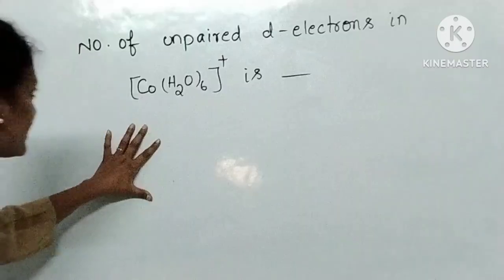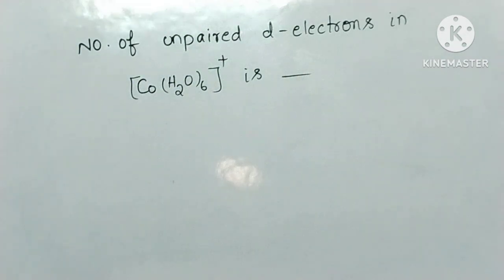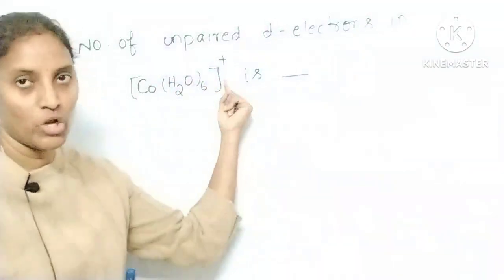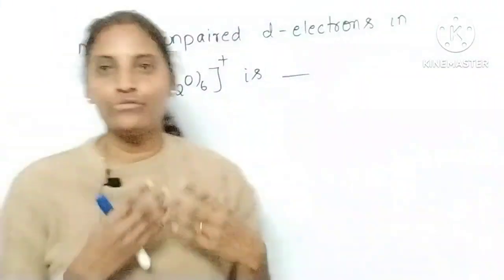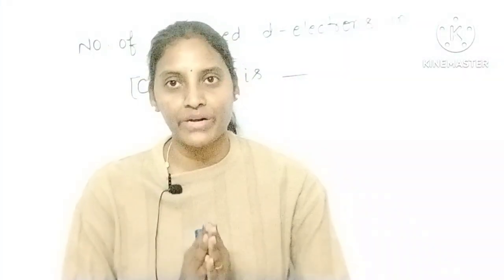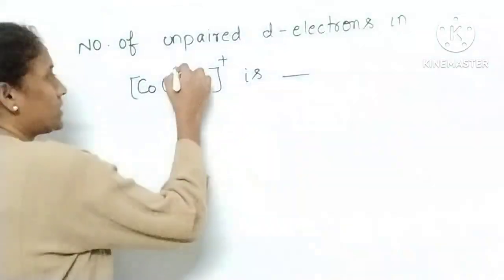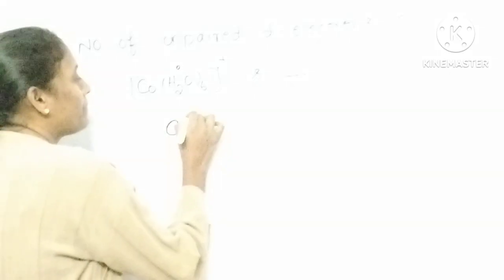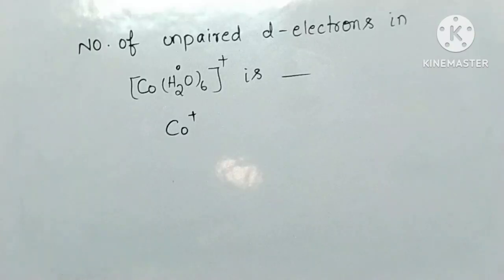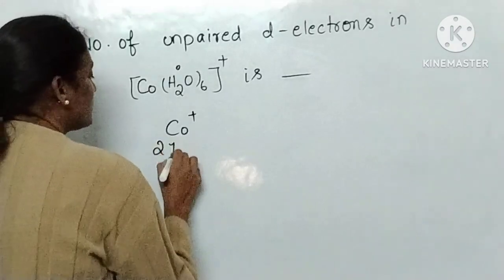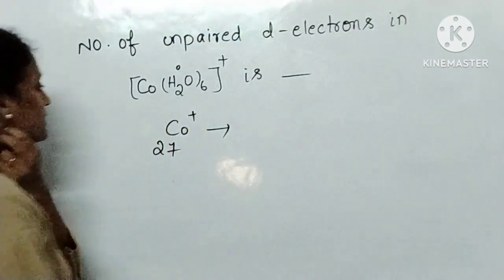Dear students, in this question you need to identify the number of unpaired electrons present in hexaaqua cobalt. This is plus. So you need to calculate its oxidation state first. Based on VBT you need to identify the number of unpaired electrons, because here water is a weak ligand. Its oxidation state is also 0, so cobalt would be in +1 oxidation state. What is the atomic number of cobalt? That is 27.